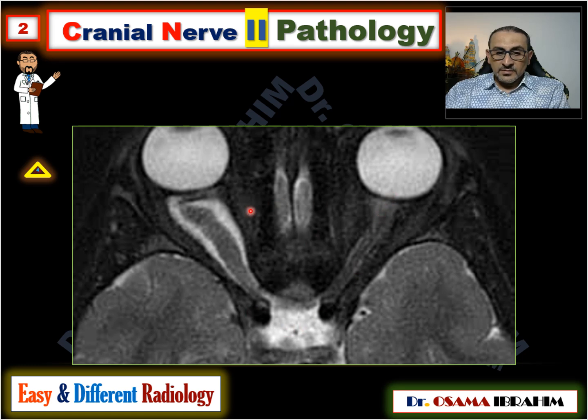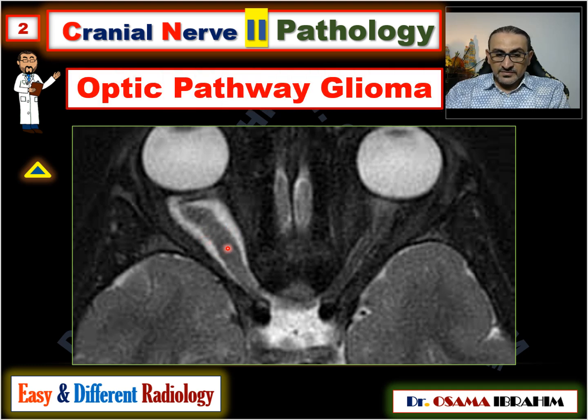Compare the size of the optic nerve on both sides. The optic nerve here is kinked with fusiform dilatation, so it is pathology of the optic nerve itself, and this is a T2 image because of the high signal in the ocular fluids, and also this is fluid surrounding the optic nerve. There is no enhancing tissue, only abnormality in the optic nerve, so this is optic nerve pathway glioma.